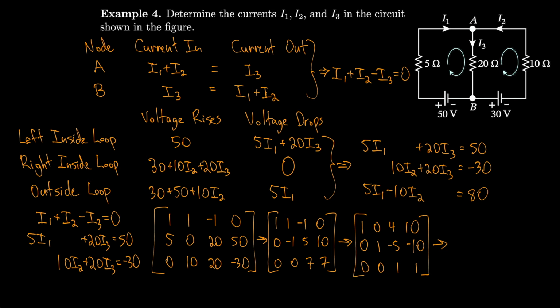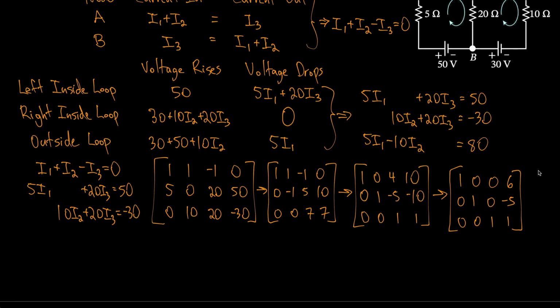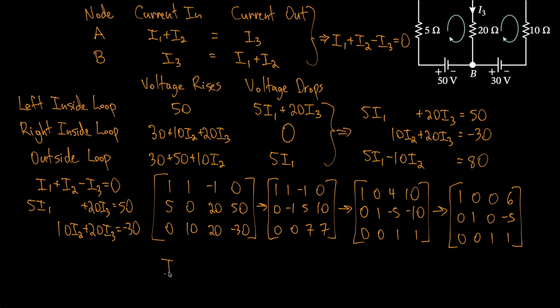Okay, last but not least, I'd like to get zeros over here. So I will just add multiples of this row to my first and second. I'll get 1, 0, 0, 6. I'll get 0, 1, 0, -5, and 0, 0, 1, 1. Okay, great. So now this is in reduced row echelon form. It's actually identity. So that means that I1 is equal to 6, I2 is equal to -5, and I3 is equal to 1.